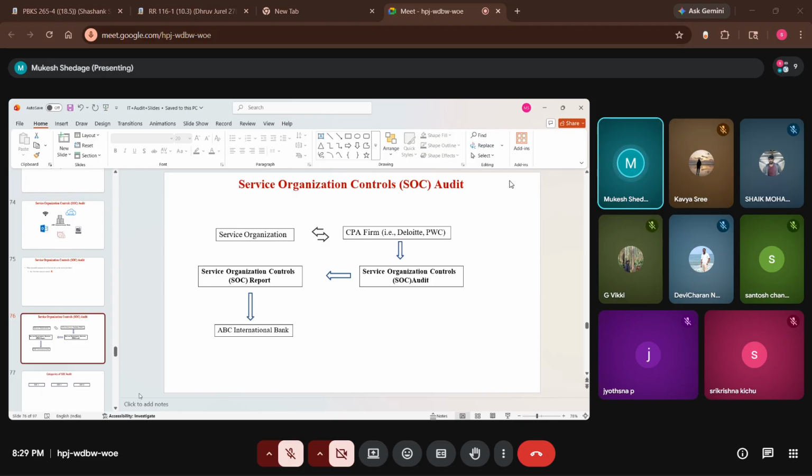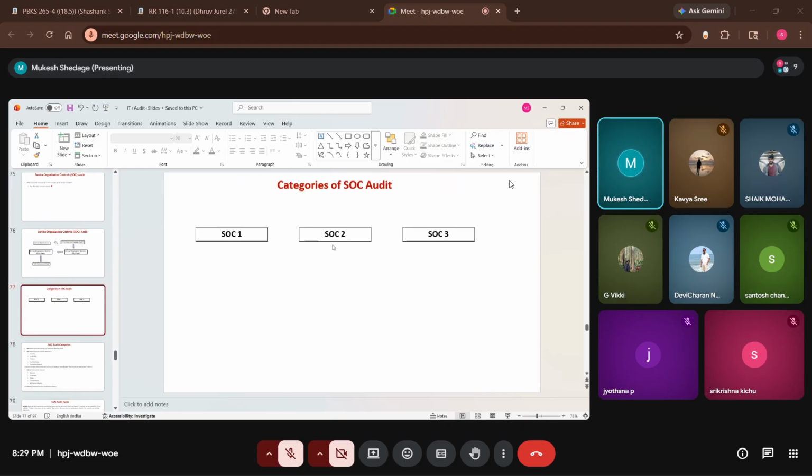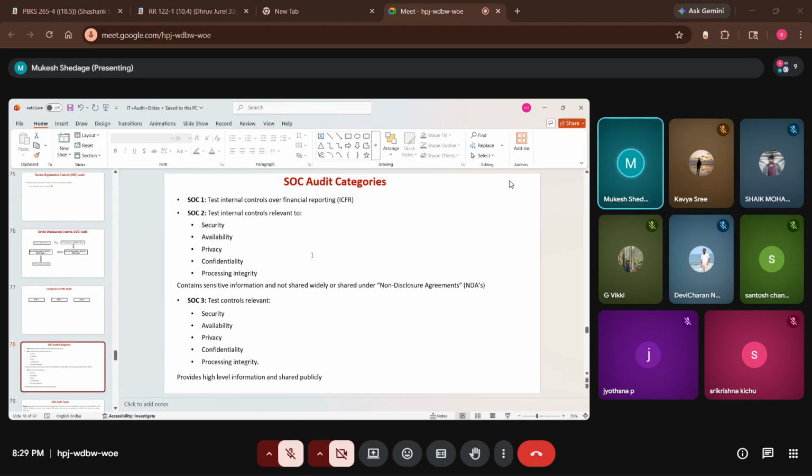Now SOC has three types, guys. SOC 1, SOC 2, SOC 3. What is the difference between SOC 1, SOC 2, SOC 3? Basically, SOC 1 covers internal control for financial reporting. SOC 1 is only limited to finance, nothing else. Only CAs are authorized to do this SOC 1 control testing. We, as internal auditors, won't do this.